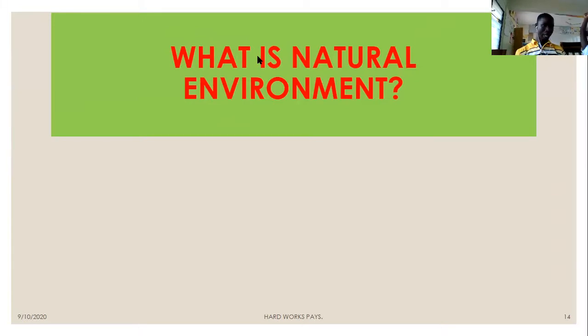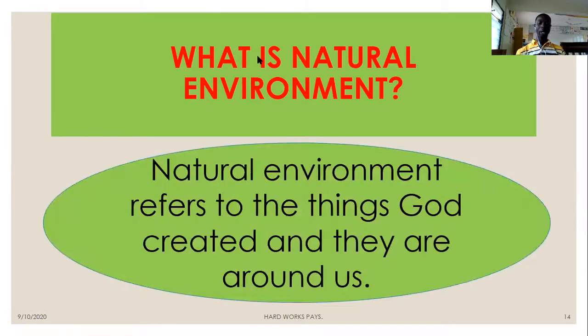Sana, do you want to try? I can see your hand. Natural environment are the things God made. So Sana says natural environment are the things made by God. Natural environment refers to the things God created, and they are all around us. This classroom, I can see, is an artificial environment.